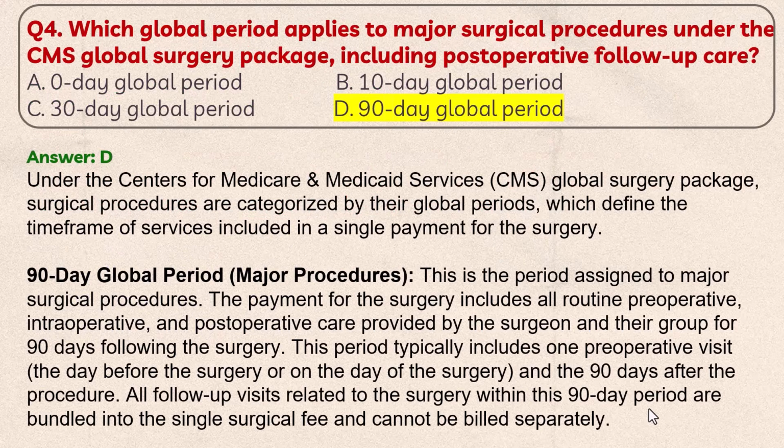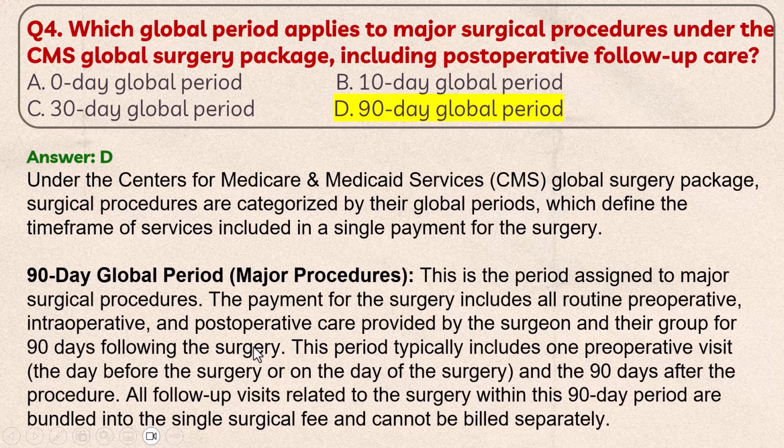Under the Centers for Medicare and Medicaid Services Global Surgery Package, surgical procedures are categorized by their global periods, which define the time frame of services included in a single payment for the surgery. The 90-day global period is assigned to major surgical procedures. Payment for the surgery includes all the routine pre-operative, intraoperative and post-operative care provided by the surgeon and their group for 90 days following the surgery.